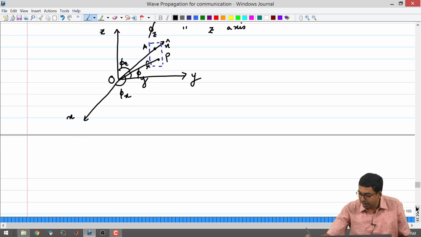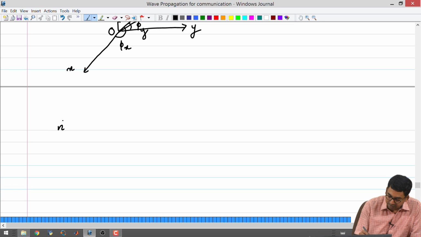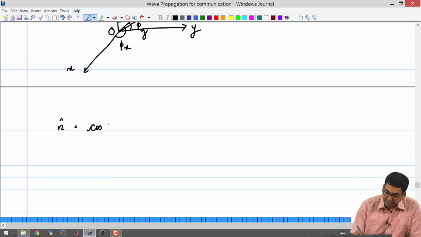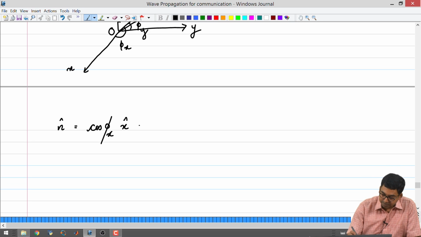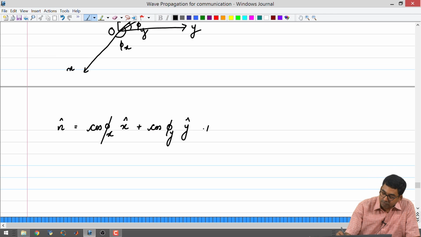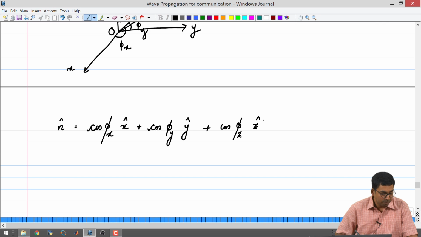So, let us give some mathematical descriptions to the quantities that we have written. N hat is the unit vector, we know how to write that. So, we can write this as cosine phi x x hat plus cosine phi y y hat plus cosine phi z z hat. So, this is the unit vector n, which describes the direction of propagation.